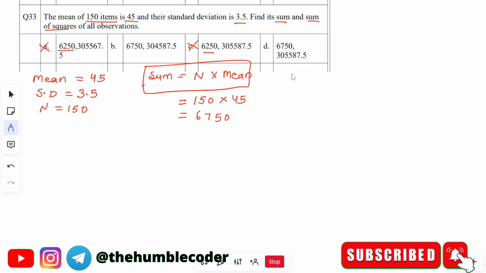So now we have to find the sum of squares. Let's see what the formula for this is. For the sum of squares, we have the number of items multiplied by the square of the standard deviation plus the mean square. Okay, so this is the formula that we have to use for finding the sum of squares.